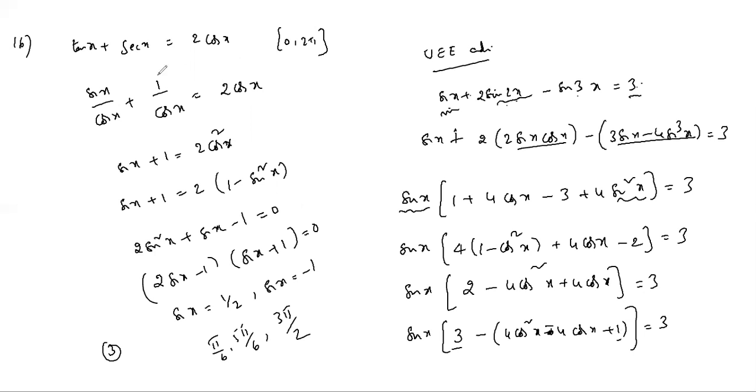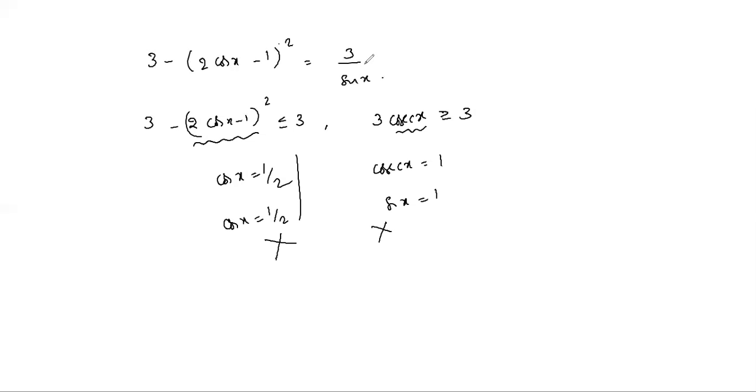So now what we are getting is 3 minus 2 cos x minus 1 whole square, and this side is 3 by sin x. See, if you subtract a non-negative from a real number, the value decreases. So the maximum value is 3. So always this is less than or equal to 3. Suppose if it is 0, at that time only we will get 3. Next, 3 by sin x, the cosecant x range is minus infinity to minus 1 union 1 to infinity. So more than 1, so greater than or equal to 3. But this is less than or equal to 3. So the only possibility is equal to 3. So equal to 3 means this should be 0.